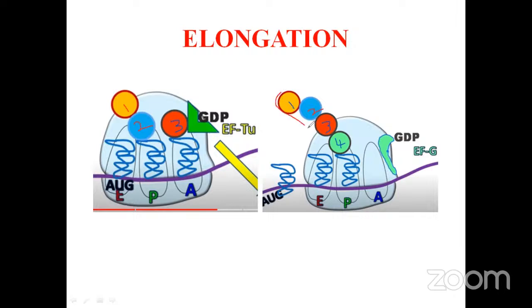This amino acid chain, the polypeptide chain, will keep growing continually. But when the A site reaches the nonsense codon, what are the nonsense codons? UAA, UAG, and UGA. These are the nonsense codons. If any of them reaches the A site, because these are not complementary to any amino acid, they are considered nonsense codons. When the A site reaches the nonsense codon, it will be terminated. Now let's see the termination slide.